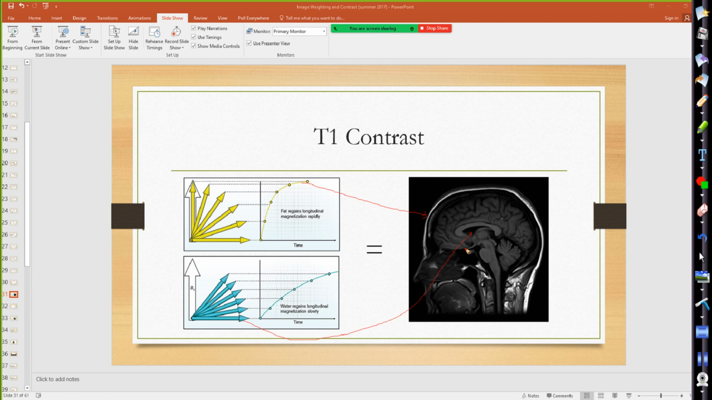And the next time we meet, we're going to start talking about how we manipulate things like TR and TE to get this desired contrast. And once we start manipulating those things, that's where we call it weighting, because we're weighting it more heavily for a T1 image versus a T2.